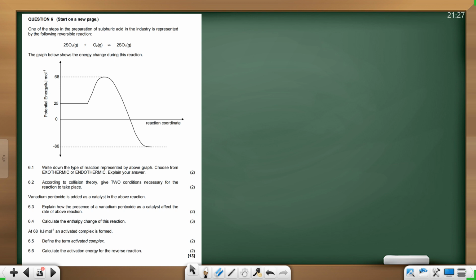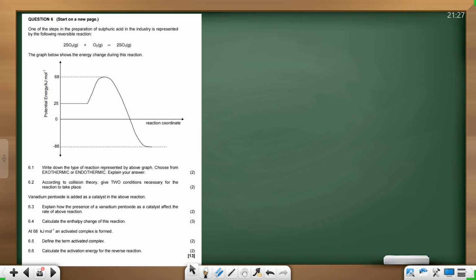According to collision theory, give two conditions necessary for a reaction to take place. I think I did answer that already. Do you remember that? We did mention those conditions earlier on during my crash course. Correct orientation, and particles must have enough kinetic what? Energy. That was a very good crash course there.